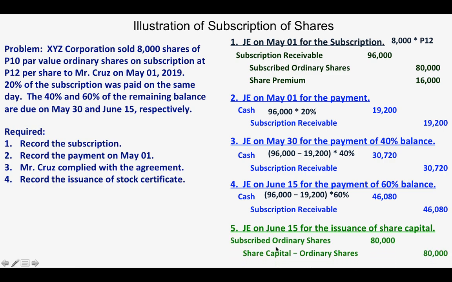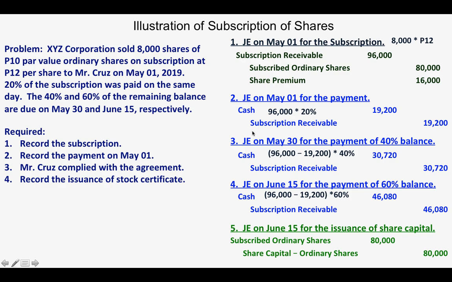So the entries will be debit subscribe ordinary shares. So we will now remove the subscribe ordinary shares here of 80,000, which is in your entry number 1, because it has already been paid, and then credit now because you are now issuing the stock certificate, so you will be crediting share capital at 80,000. Okay, class, this is the basic journal entries with regards to subscription of shares.